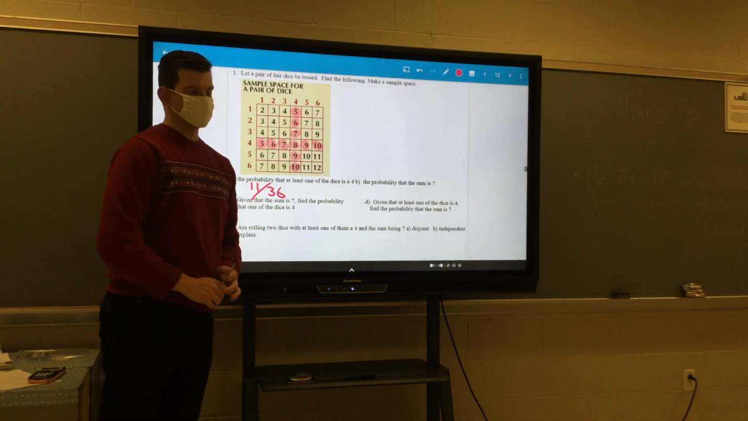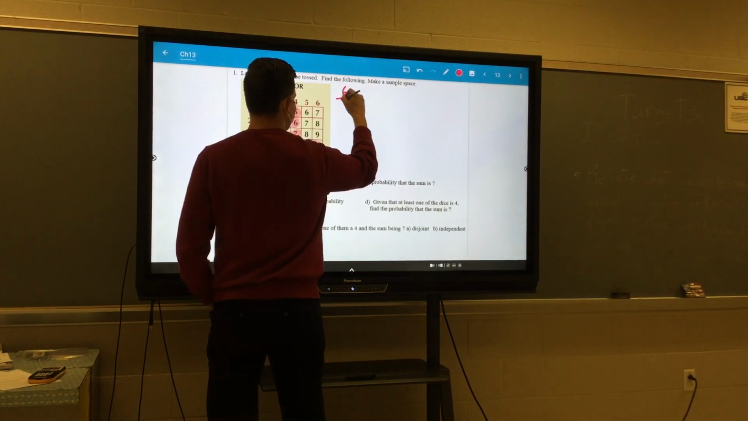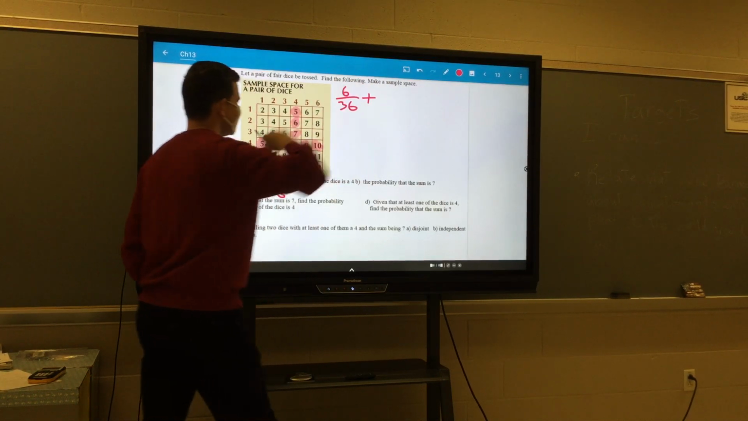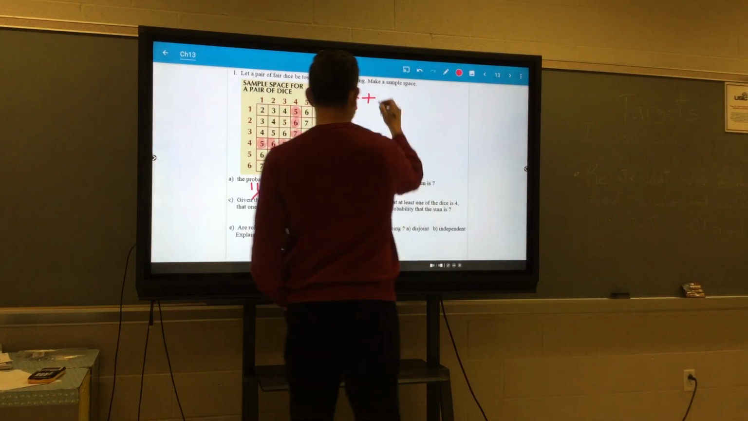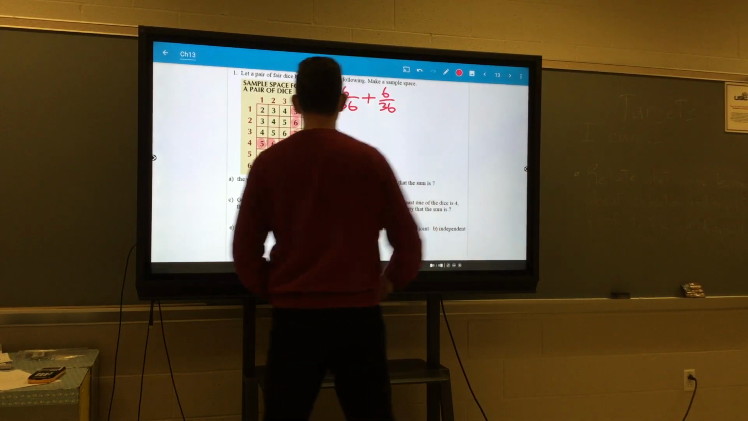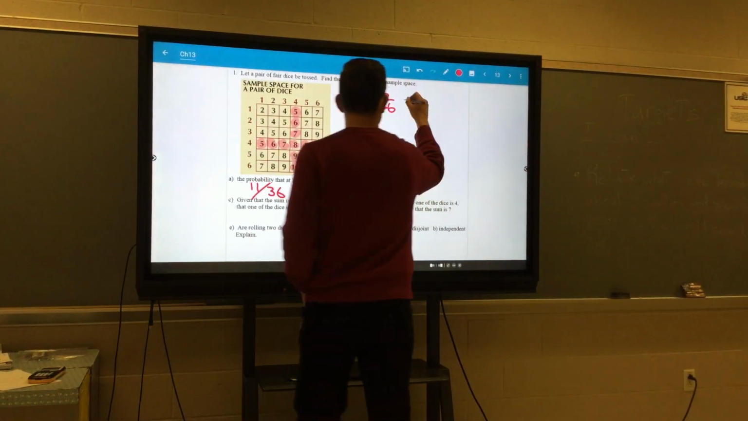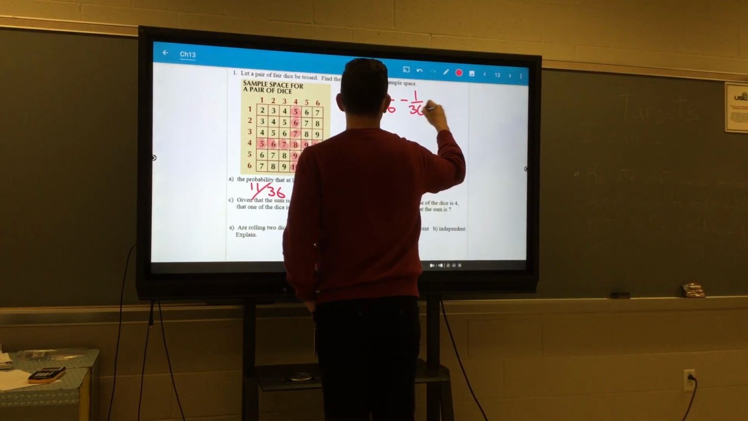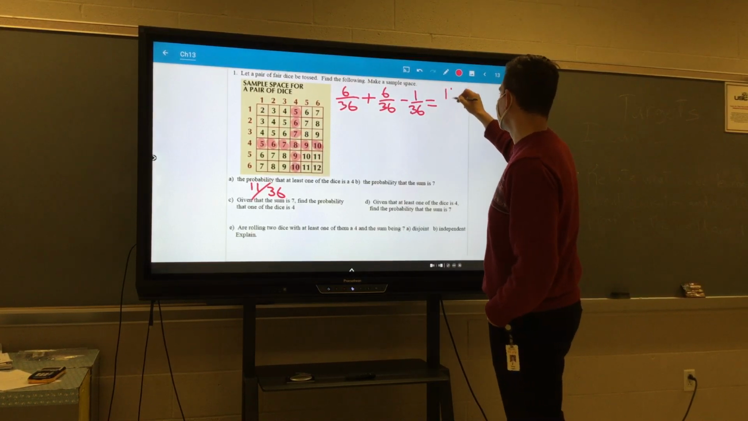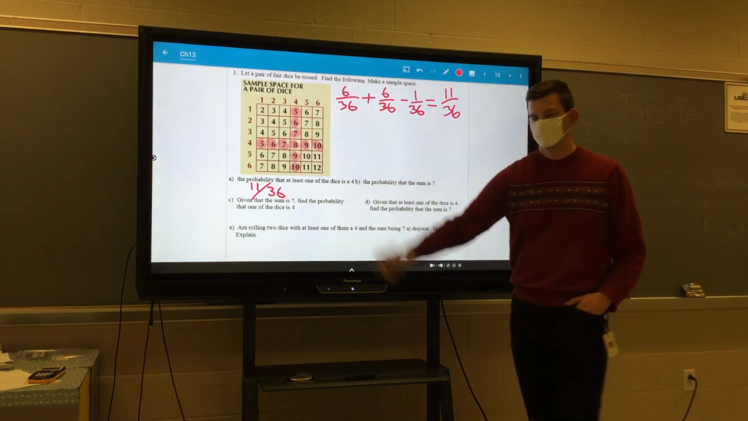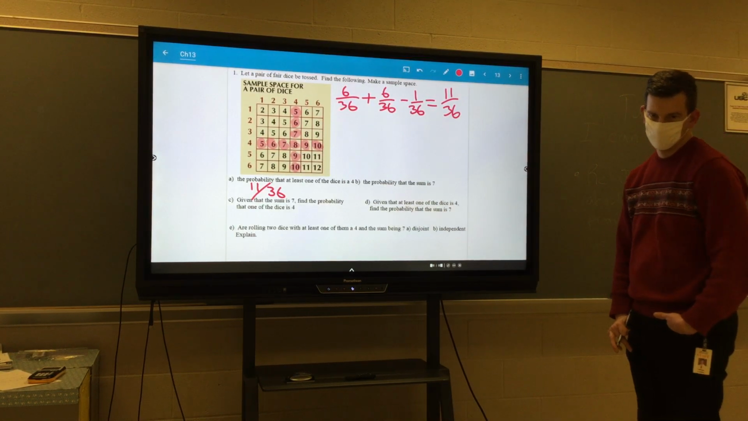Or we could go back to the equation. For our first die, we had 6 ways of a successful outcome, 6 out of 36. For our second die, 6 ways to roll a 4 on that die, so 6 out of 36. But we've counted this 4 and 4, a sum of 8, twice. So we've got to subtract away that overlap because these are not disjoint. 6 plus 6 is 12, minus 1, 11 out of 36. Same answer. Any questions so far?